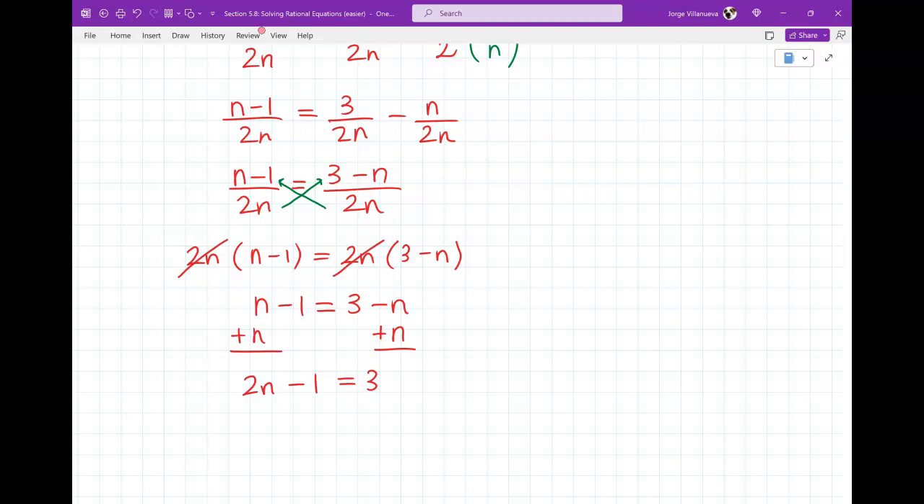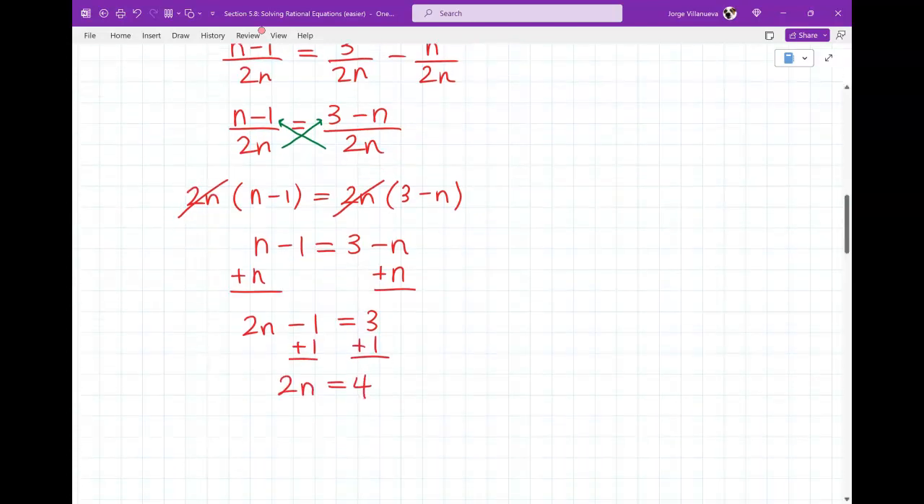Now to solve for n, I'll add 1 to both sides. That gives me 2n equal to 4. So what's n equal to? If I divide both sides by 2, I get 2. And I'm done, okay? All right, so this is our first one.